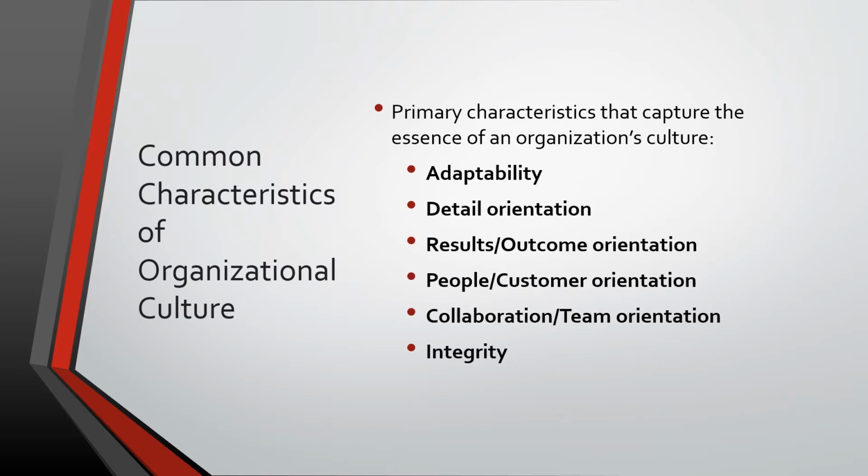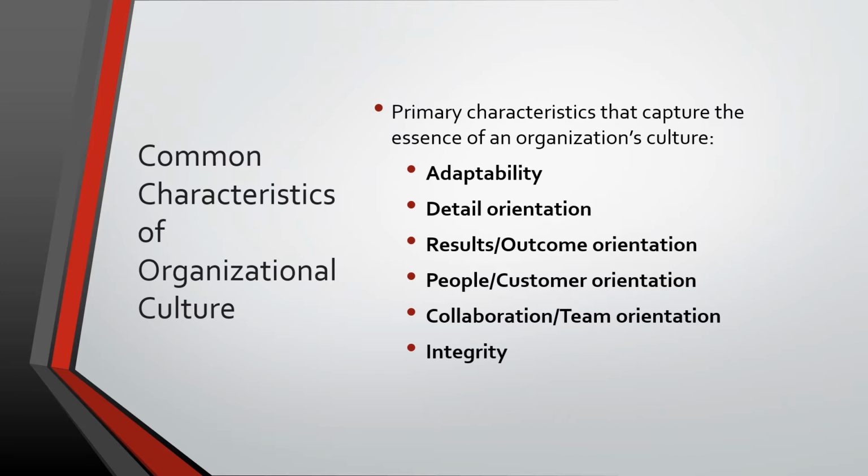Six primary characteristics seem to capture the essence of the organization's culture. First is adaptability, which is the degree to which employees are encouraged to be innovative and flexible as well as to take risks and experiment. The second characteristic is detail orientation, the degree to which employees are expected to exhibit precision, analysis, and attention to detail.